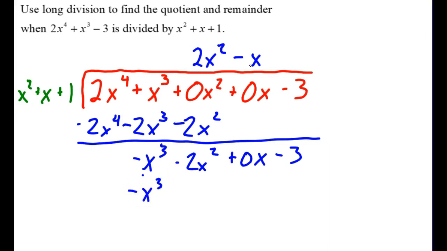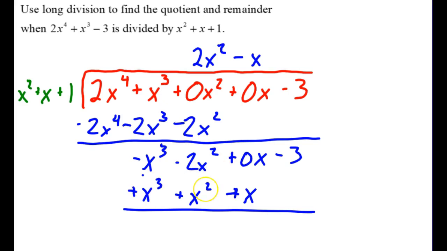Negative x times negative x is minus x squared. And negative x times 1 is minus x. We're subtracting all of these values, so the signs are going to change to the opposite when we combine these two. So negative x cubed and x cubed cancel out. Negative 2x squared and a positive x squared, we get negative x squared. And 0x plus x, we get plus x minus 3.